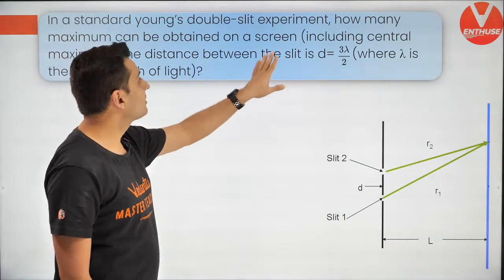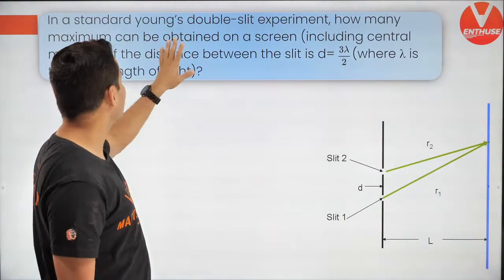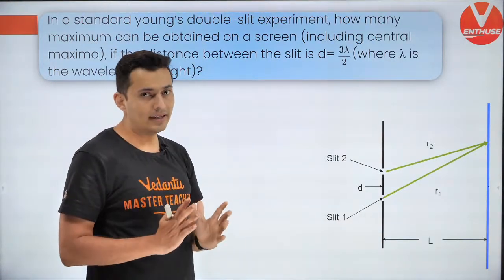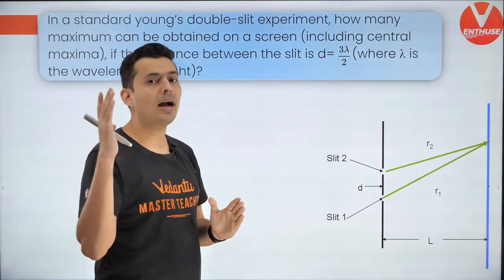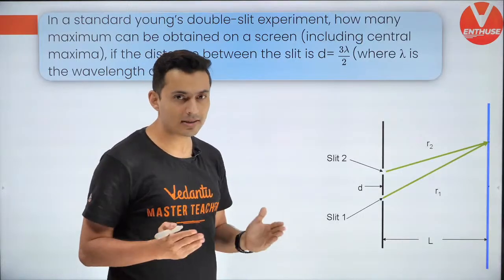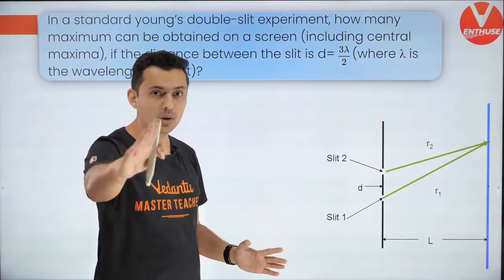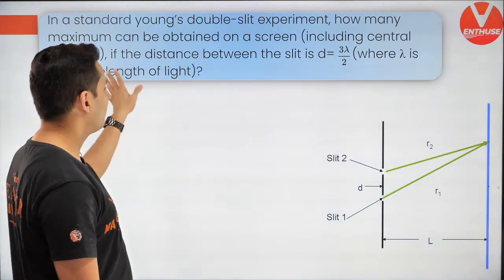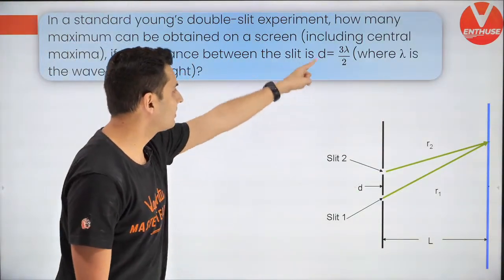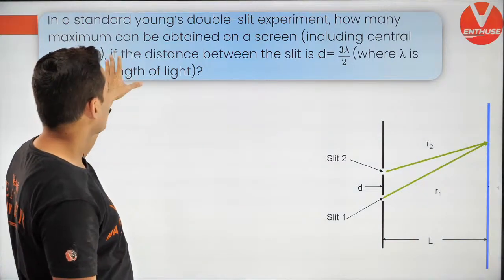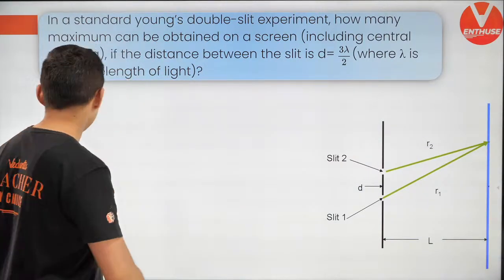In a standard Young's double slit experiment, how many maximas will be obtained on a screen? If you do not know much about YDSE, don't worry. Next week, I'm going to take classes on Young's double slit experiment. Waves will be completely done next week. Don't worry about it. But just now, pay attention. Distance between the slits is 3 lambda by 2. Wavelength of light is lambda. Question is how many maximas will be seen?